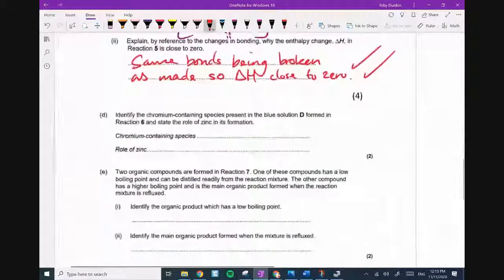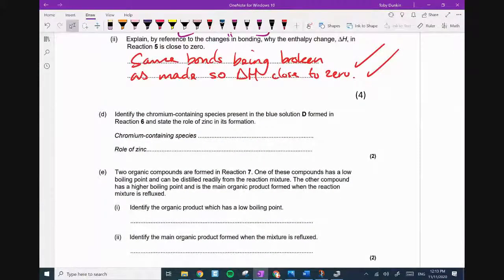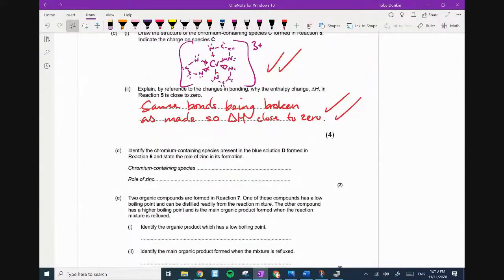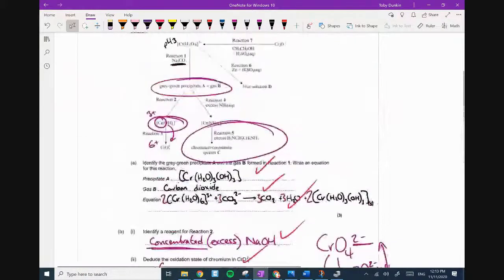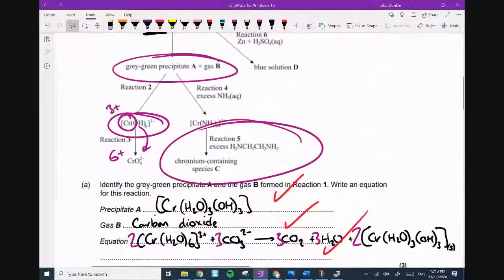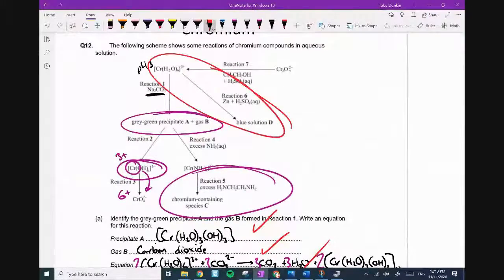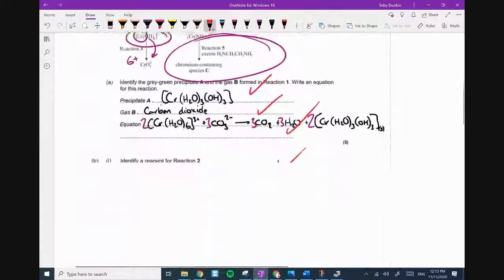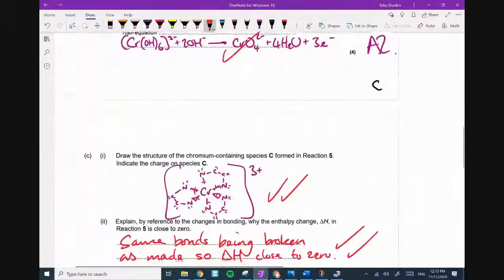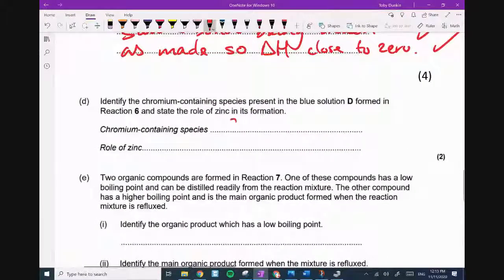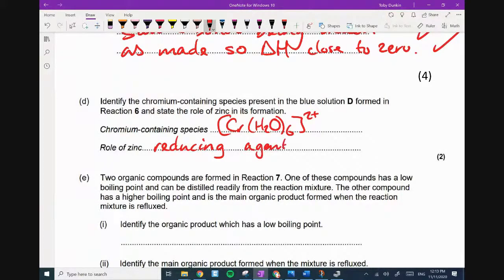Next. Identify the chromium-containing species present in the blue solution formed in reaction 6, and the role of zinc. Reaction 6 is forming the chromium 2+ hexaaqua. Chromium 2 is blue. That is a blue solution because it's charged, and the zinc is a reducing agent. Nice one. I like it.